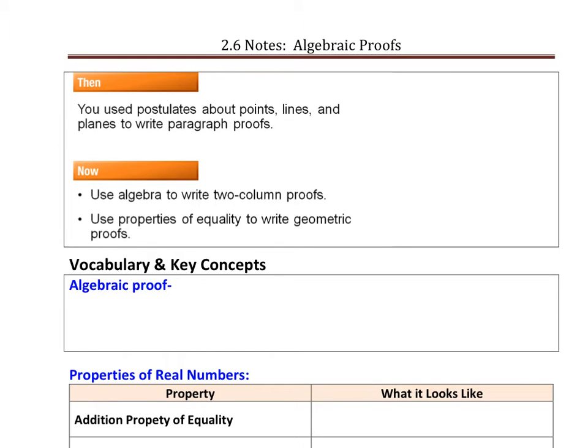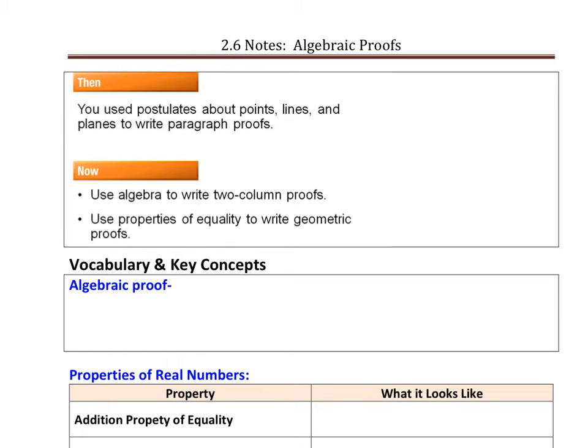Hi everyone, this is 2.6 Notes, Algebraic Proofs. In our last section we looked at postulates about points, lines, and planes, and as I mentioned, we're not writing paragraph proofs at all. We're going to totally focus on two-column proofs. In this section we're going to get our feet wet a little bit and do solving algebraic equations, just to get used to this two-column recording method.